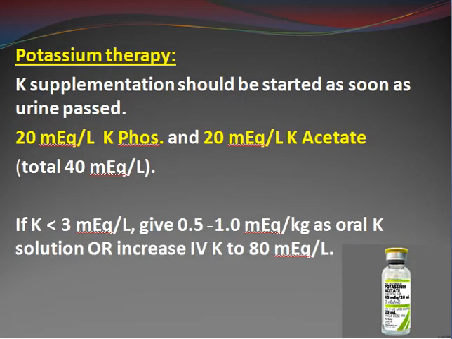Potassium therapy. Potassium supplementation should be given to the patient as soon as urine is passed. 20 mEq per liter as potassium phosphate and 20 mEq per liter as potassium acetate. The total is 40 mEq per liter of fluid. If the serum potassium of the patient is less than 3 mEq per liter, we give the patient 0.5 to 1 mEq per kg as oral solution, or we increase the rate of intravenous potassium to 80 mEq per liter of fluid.